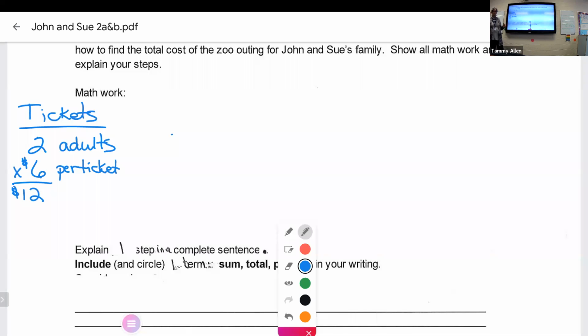Well, for kids, is $3.50 the cost for the 2 younger kids? Okay, so 2 what? Kids. We're going to multiply it by $3.50 per ticket. What does that give us? $7.